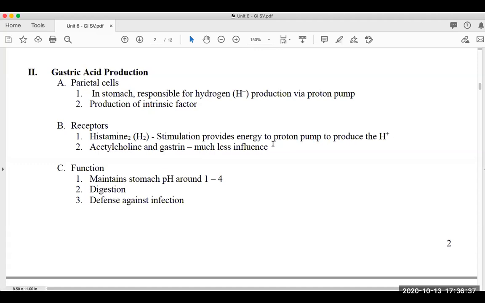Okay. So really from that, although that was a lot of information, the biggest take back in there is you do need to understand how the proton pump actually works. So make sure you review that. And you do need to understand parietal cells. What are they, right? What do they produce or secrete?